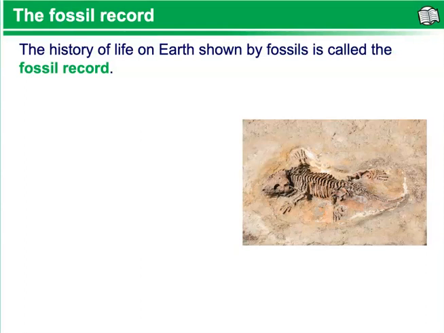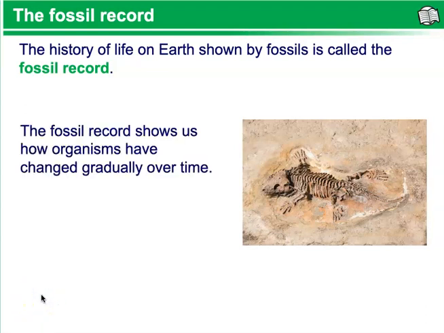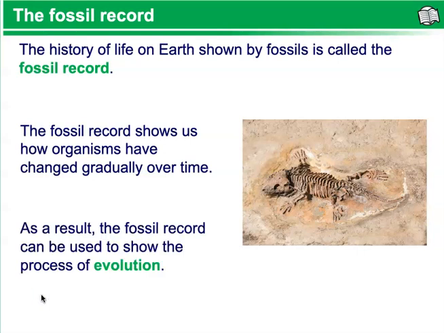The fossil record. The history of life on Earth, shown by fossils, is called the fossil record. The fossil record shows us how organisms have changed gradually over time. As a result, the fossil record can be used to show the process of evolution.